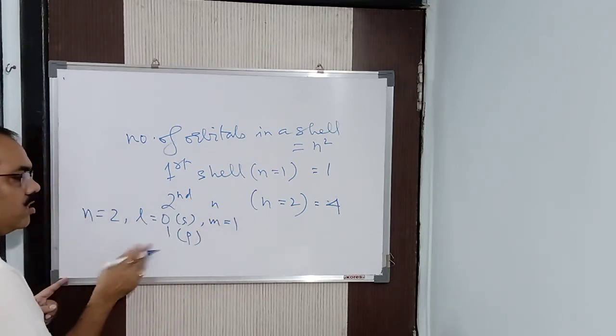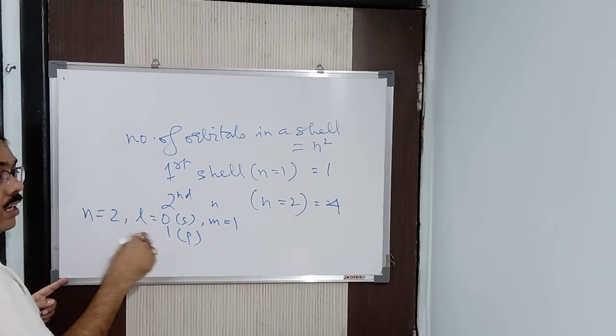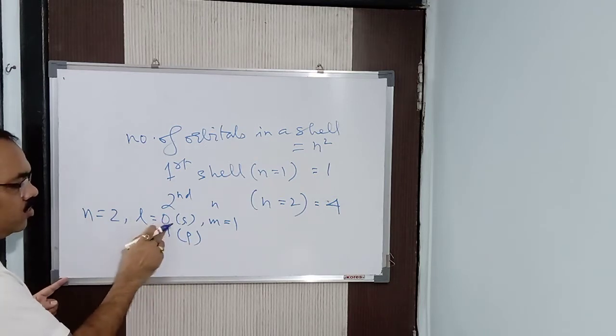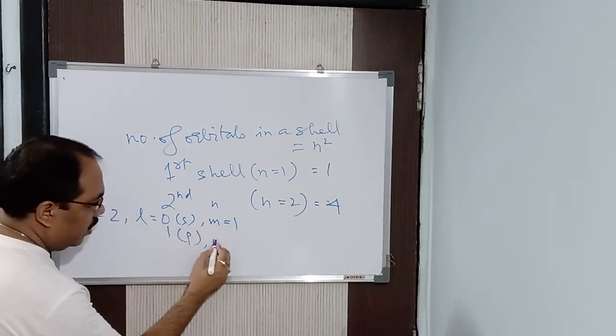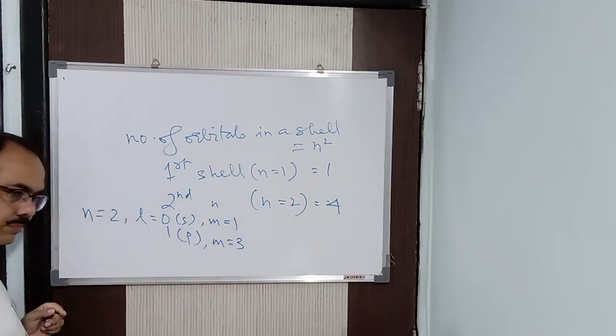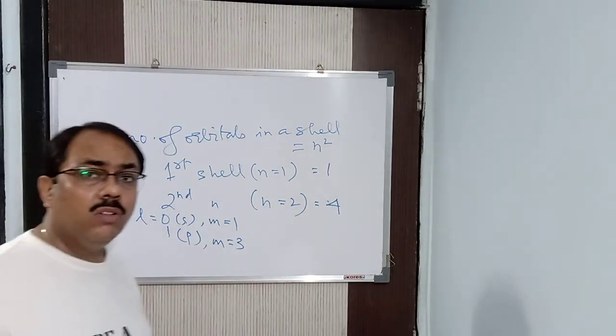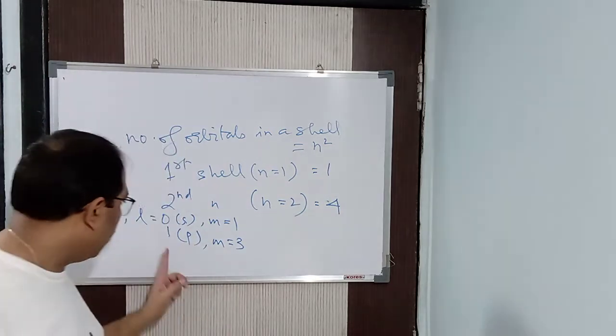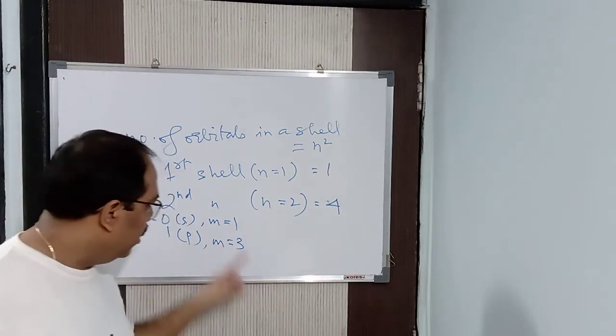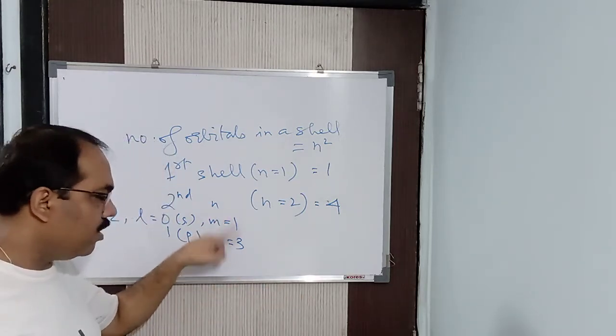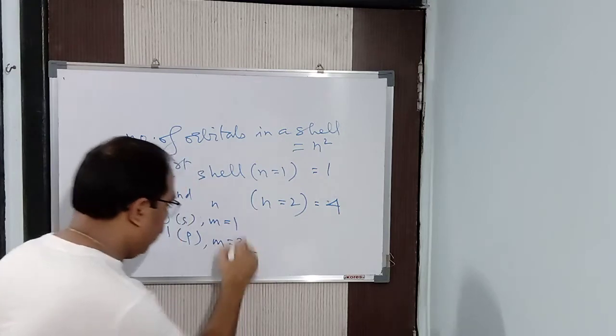1. Because what is the formula? M is equal to 2L plus 1. 2 into 0 plus 1, that is 1. For P, M is equal to 3. How? 2 into L plus 1. L is 1. 2 into 1 is 2, 2 plus 1 is 3. So the total number of orbitals, how much did you get? 4, or not? 1 plus 3.